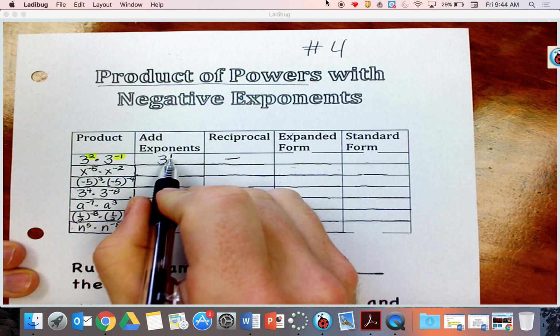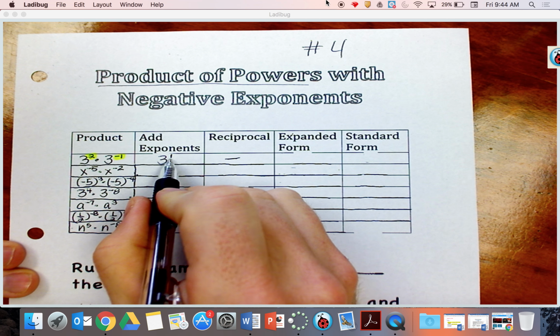And now I think about it, well, do I need to take the reciprocal of this one? Maybe, maybe not. I got a negative, but that's not a negative exponent. That's a negative base. My exponent here has to be negative to take the reciprocal. And since it's a positive, I'm not taking that reciprocal. I'm going to leave it as it is because it's fine the way it is.